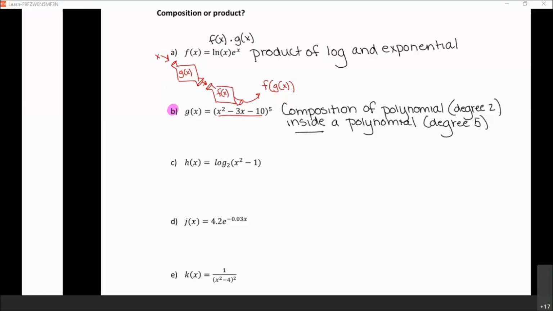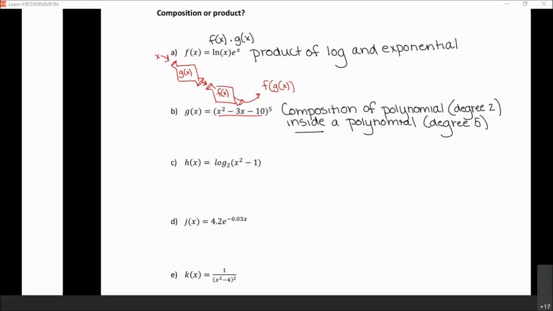Calculus isn't an undifferentiated mass of stuff. It's this tool for this situation and that tool for that situation. So that's what we're trying to figure out here. That's why I'm taking the time to do this. So it's a degree 2 polynomial inside of a degree 5 polynomial. So it is a composition.